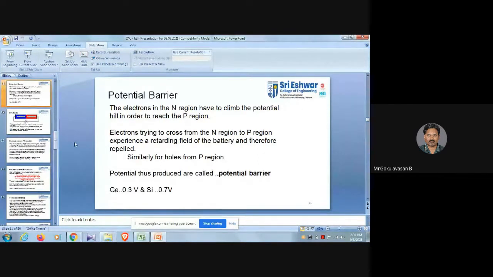Next comes something called potential barrier. The electrons in the N region have to climb the potential hill in order to reach the P region. So electrons trying to cross from the N region to reach the P region experience a retarding field, that is a negative acceleration, and therefore are repelled back. Similarly, it will also take place for holes from the P region. The potential thus produced, I am going to call it a potential barrier. For a silicon diode, its value is 0.7 volt, and for germanium it is 0.3 volt.